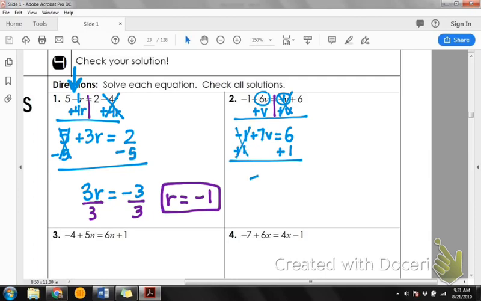So I have 7v equals what? 7. You guys are pros at this now. What do we do? Divide by 7. V is 1. Questions about number 2? It's not so bad, is it? I don't know if you're saying that just because.